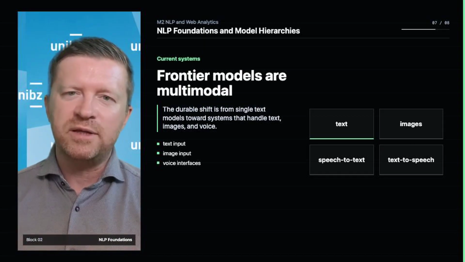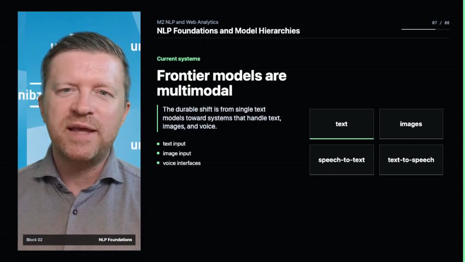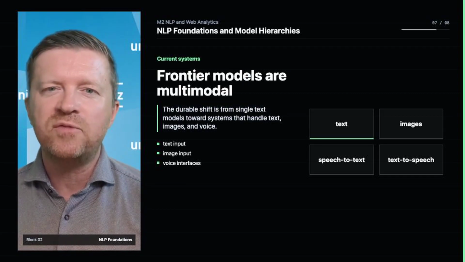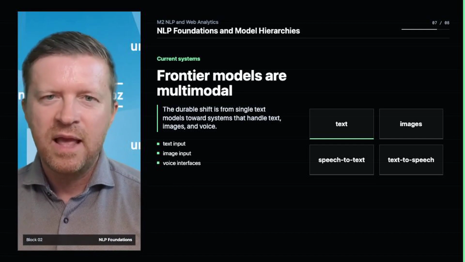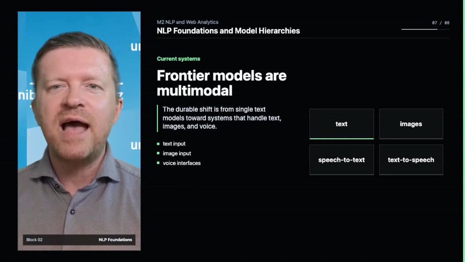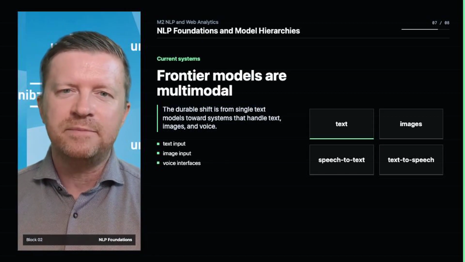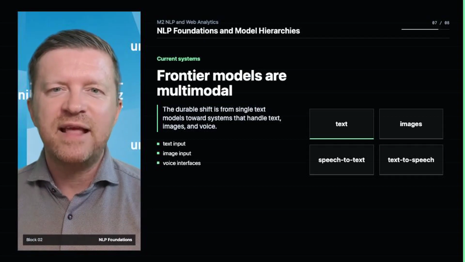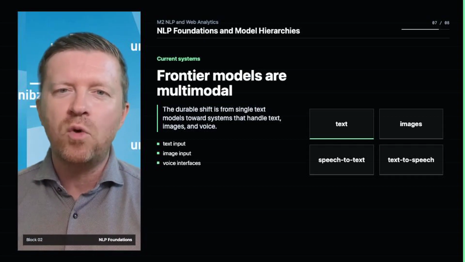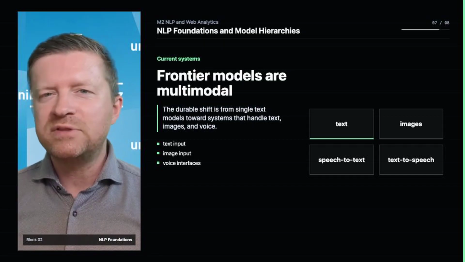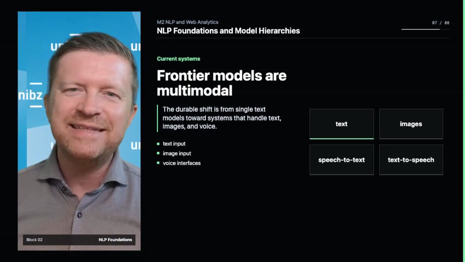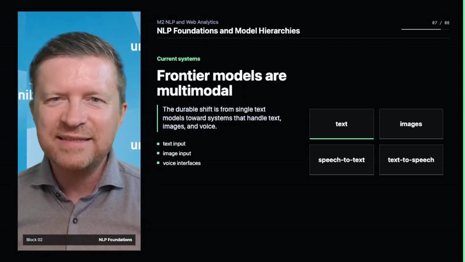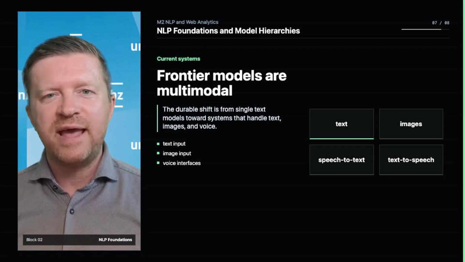language models more generally. OpenAI's current documentation, for example, presents GPT 5.5 as the recommended starting point for complex reasoning and coding, while smaller GPT-5 variants are useful when latency and cost matter. The important conceptual shift is not a single product name. It is that current language systems increasingly work across modalities. They can process text and image input, and in audio-oriented interfaces, they can support speech-to-text, text-to-speech, or real-time voice interaction.